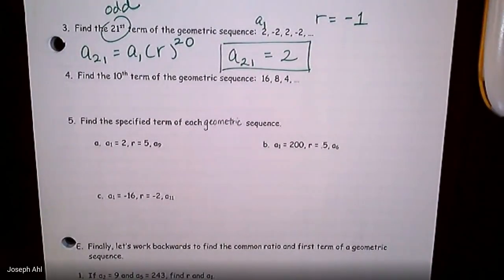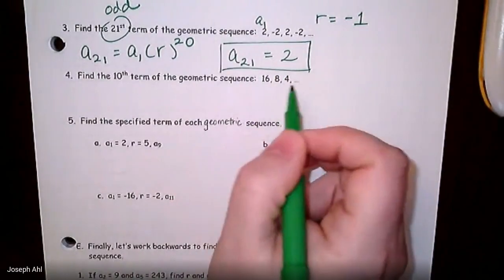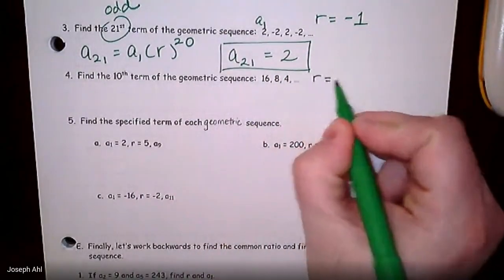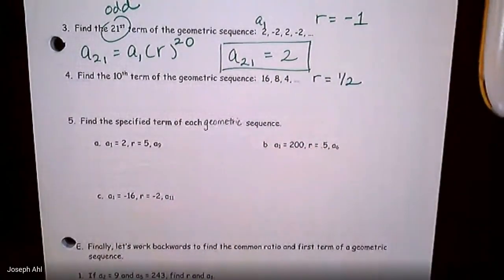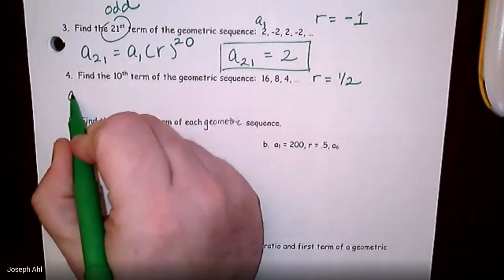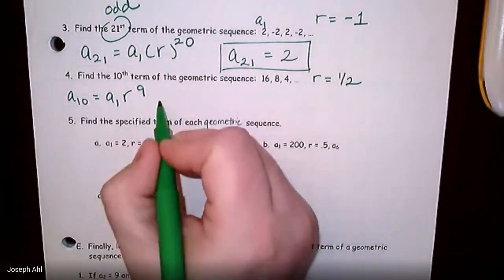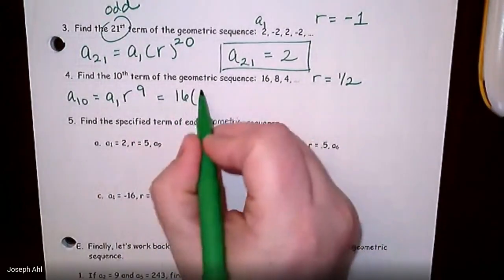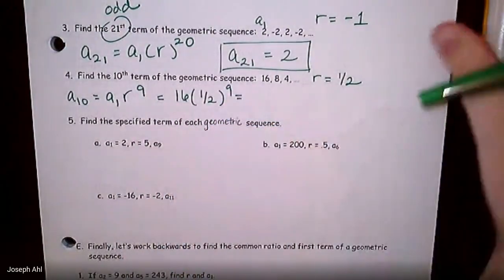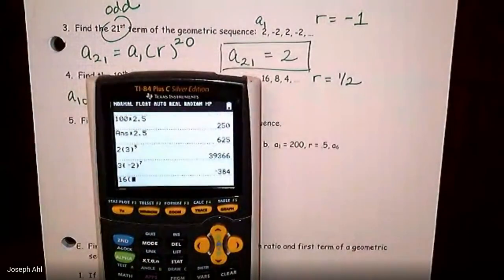In number 4, find the 10th term of the sequence. So we have this list here. If they're decreasing, just remember that the r value becomes a fraction. 16 times a half would be 8. Half of 8 is 4, right? So a10 would be a1 r to the 9th. a1 is 16. The ratio is 1/2. So 16 times 1/2 to the 9th.